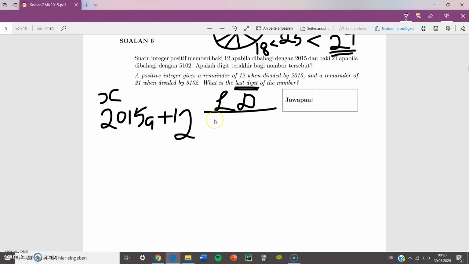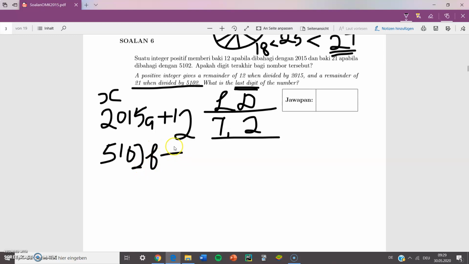So when a equals 1, we can see our last digit is 7. Then when a equals 2, 2015 times 2 is a multiple of 10, then plus 12, so the last digit will be 2. So these are the only two possible last digits for a multiple of 2015 plus 12. And then we look at the other one, remainder of 21 when divided by 5102.